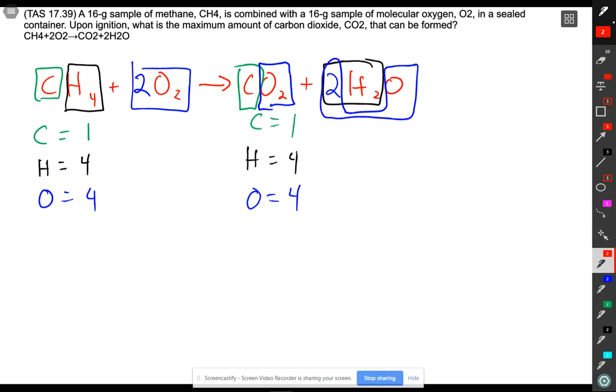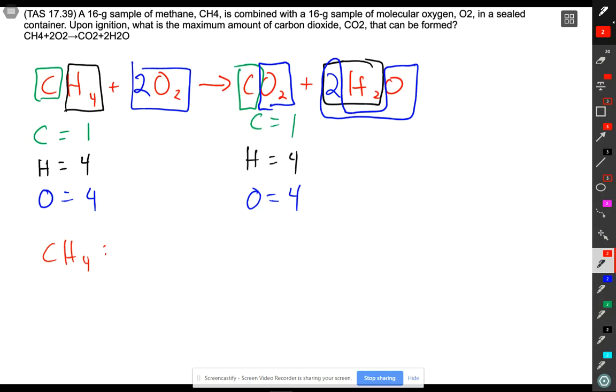So if we had 16 grams of methane, I need to take it from grams and say, how many moles do I have? So how do I calculate how many moles of methane I have? Okay, so first we need to calculate the mass of 1 mole of methane.